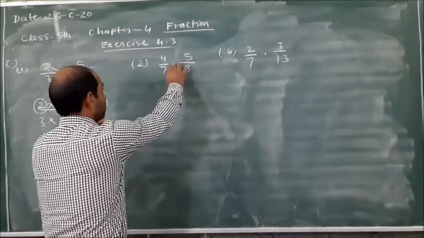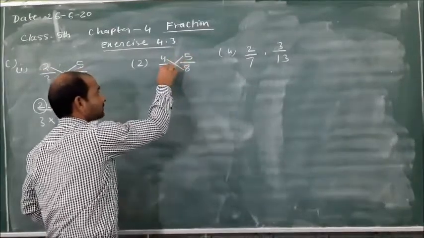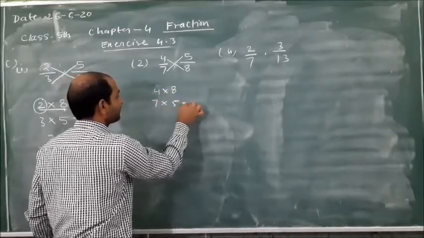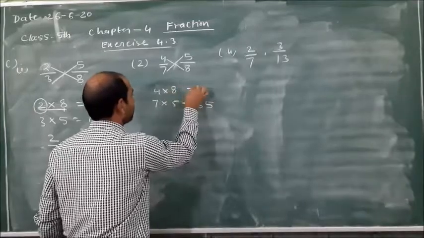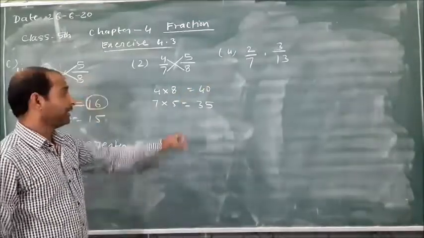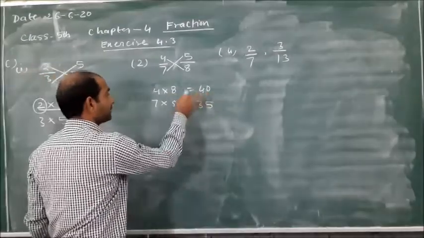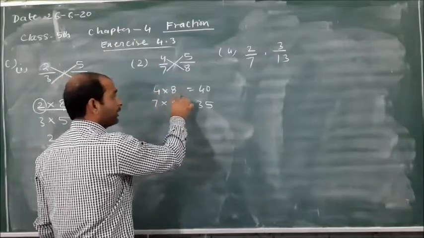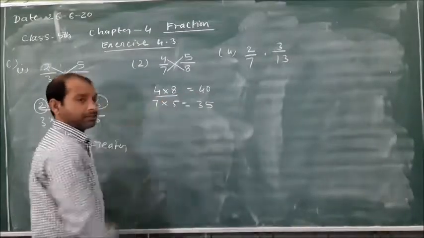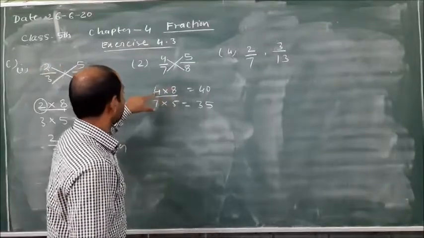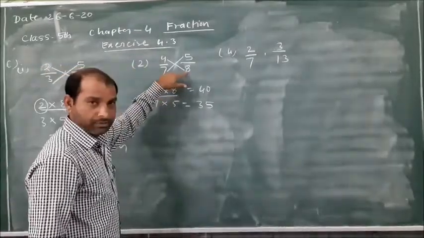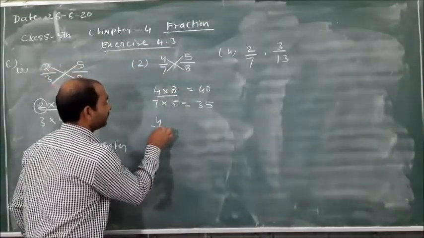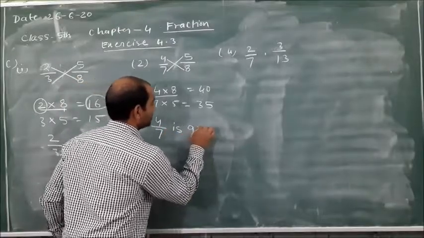Now the next question, same, we do the cross multiply. This time 4 multiplied by 8, and 7 multiplied by 5. 7 fives are 35, 8 fives are 40, and here 40 is greater. 40 comes from multiplying 4 and 8. So which is the numerator, 4 or 8? Here 4 is the numerator, 8 is the denominator. So we write here 4 upon 7 is greater.